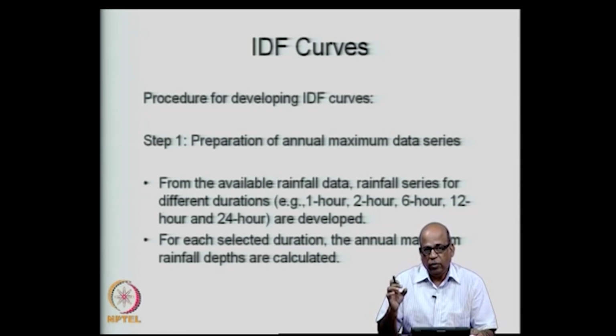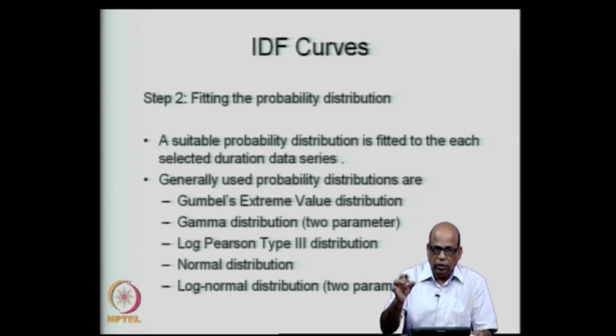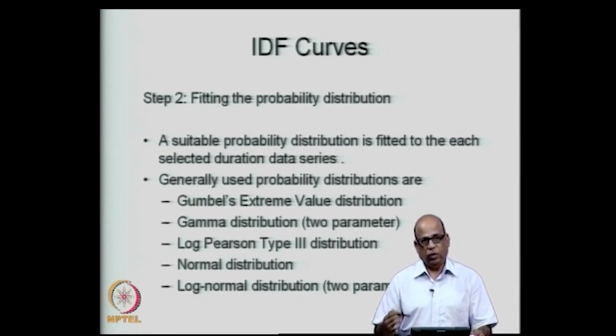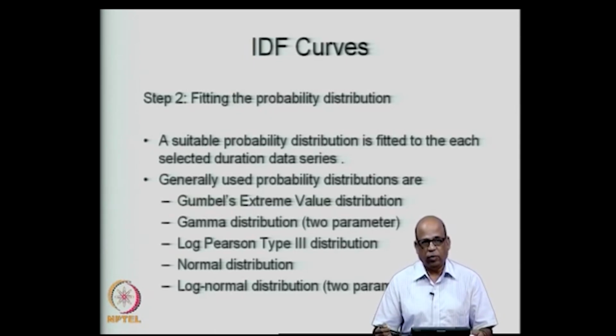Then, associated with each of these series, let us say we fix our attention on one of the durations, 1 hour duration or 2 hours duration, etc. For each of these selected durations, we fit a probability distribution. When we are dealing with extreme rainfall values, typically we use the extreme value distributions. However, it is not uncommon to see applications of normal and log normal distributions also.